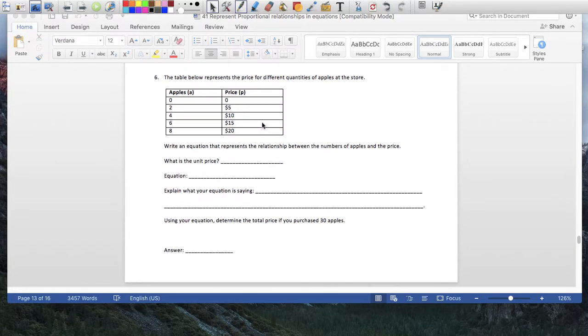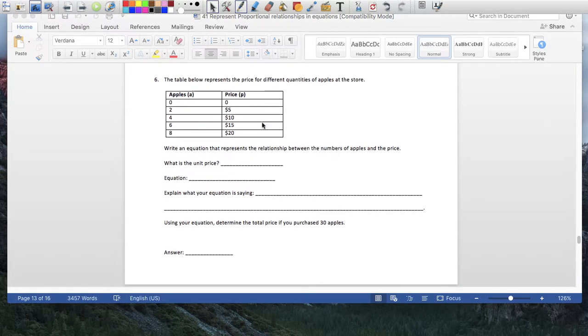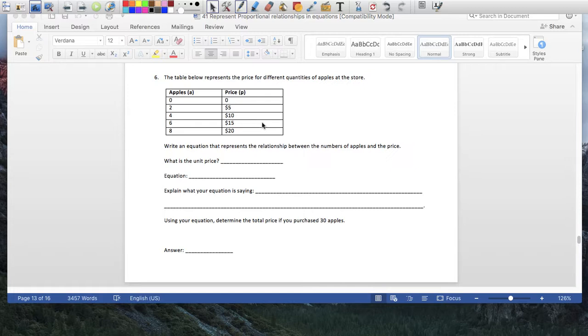Number 6. Here is an equation. Again, same thing. They're asking you to use a table and find the unit price. Now, the good thing about this one is that they didn't give you what one apple costs. So the unit rate is not given to you right away. So you actually have to do some calculation. So here's my x, here's my y.